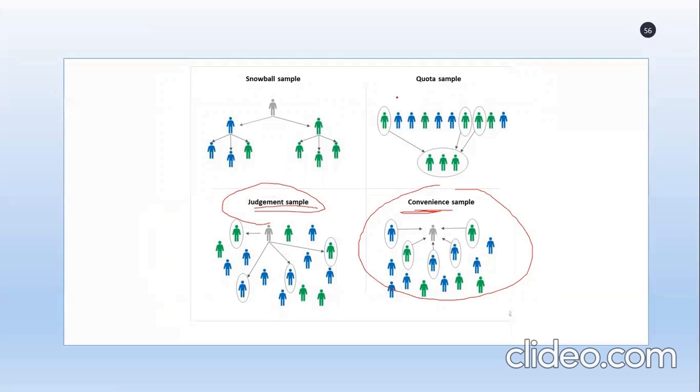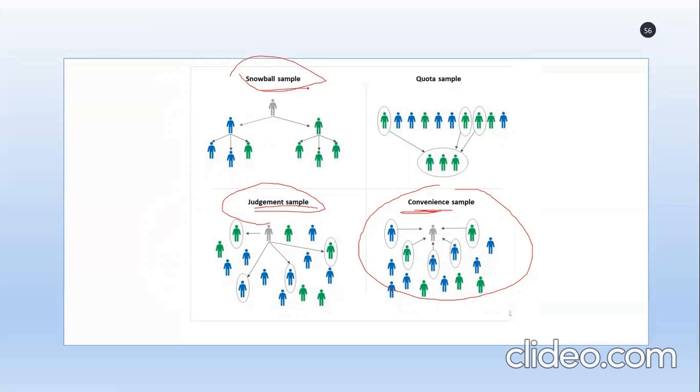Next is snowball sampling. Basically, snowball sampling is about selecting a subject who is asked to identify another. It means it's like a network. So snowball sampling is also called network sampling.